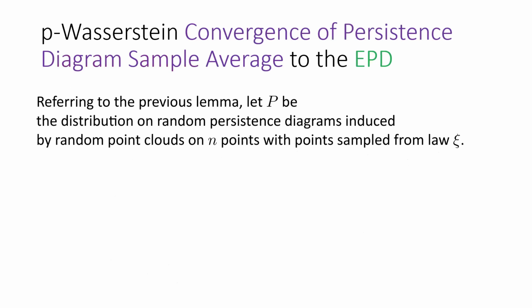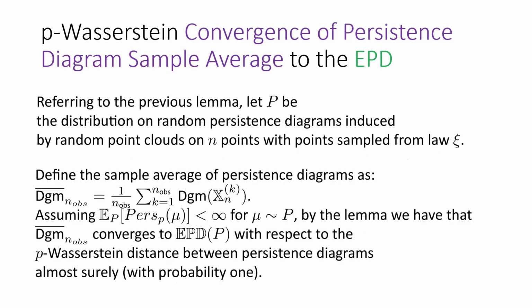Referring to the previous lemma, let P be the distribution on random persistence diagrams induced by random point clouds on n points with points sampled from law C. Define the sample average of persistence diagrams as DGM bar, and let script X_n^k be the kth n-point random point cloud. Assuming the expected persistence of persistence diagrams following P is bounded, by the lemma we have that DGM bar converges to EPD of P with respect to the p-Wasserstein distance between persistence diagrams almost surely.